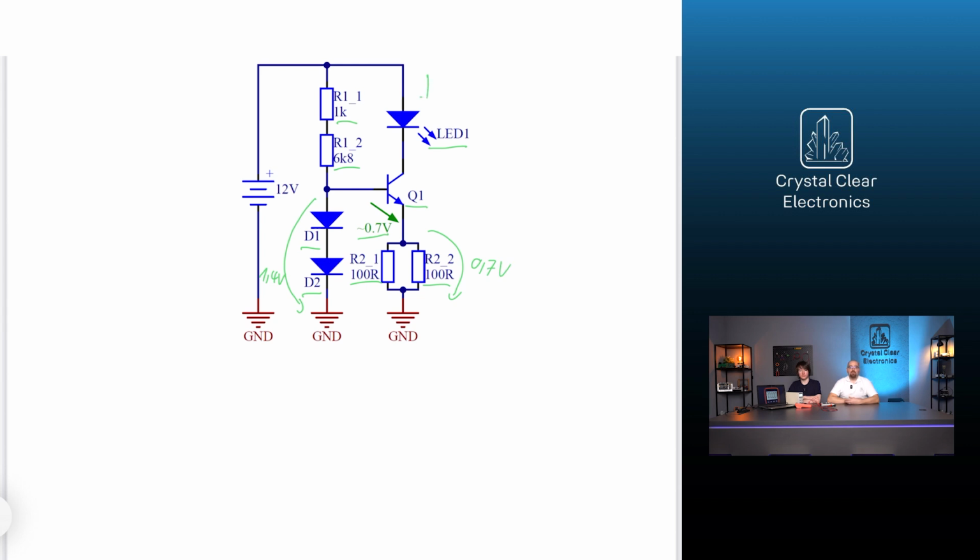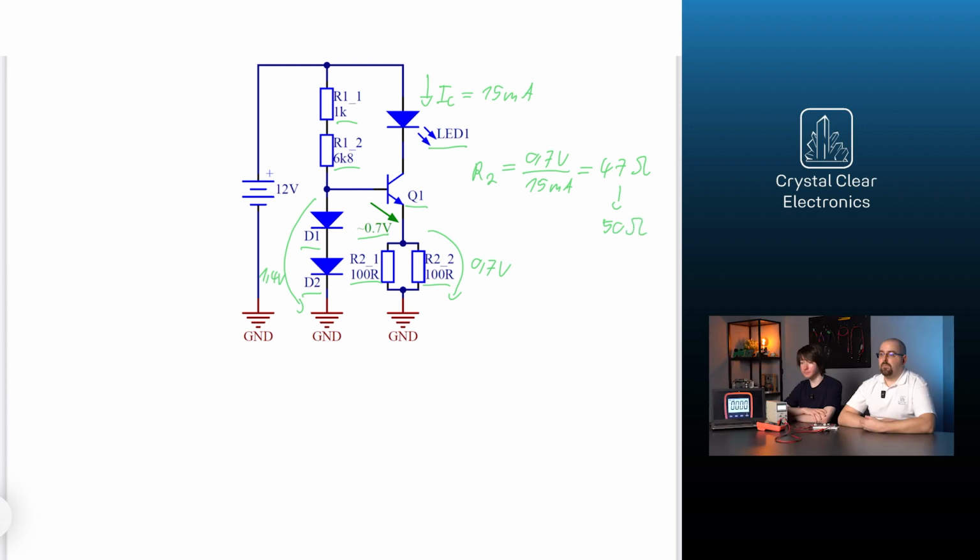Let's now drive a 15 mA current through the LED in this example. The required resistance value is calculated by dividing 0.7 volts by 15 mA. This gives us approximately 47 ohms. Unfortunately, we don't have such a resistor, but instead we can use two 100 ohm resistors connected in parallel, as their equivalent resistance is 50 ohms.